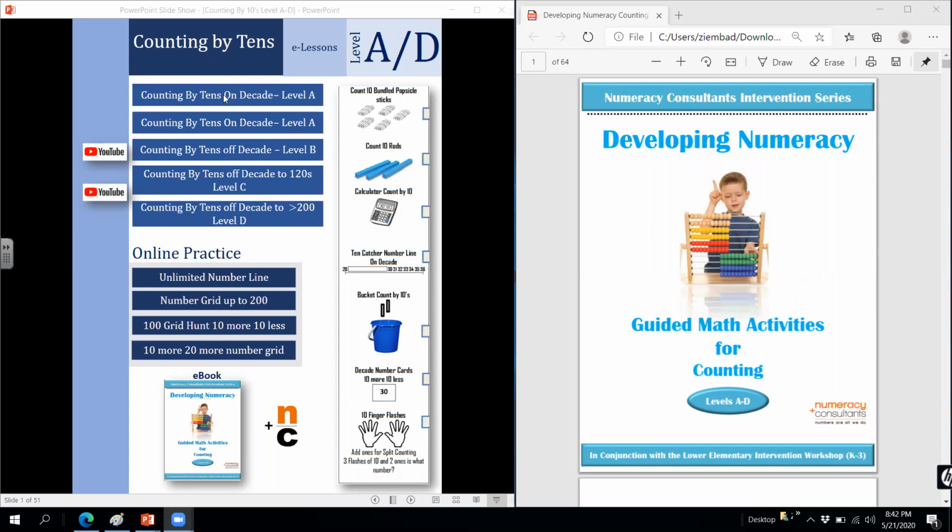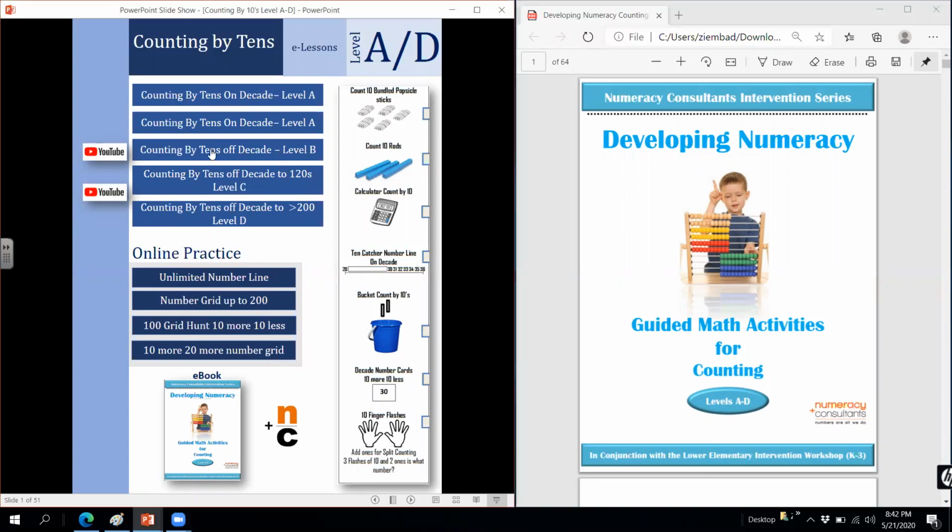A level A means children count by tens. They can go 10, 20, 30, 40, 50, 60, 70, 80, 90, 100. A level means they can count by tens, but off decade, which means starting at a 3 or a 5 or a 6 or an 8, going 3, 13, 23, 33. So that's what this is. The child has a deficit. They cannot count by tens off decade.